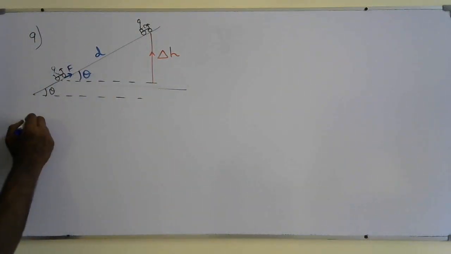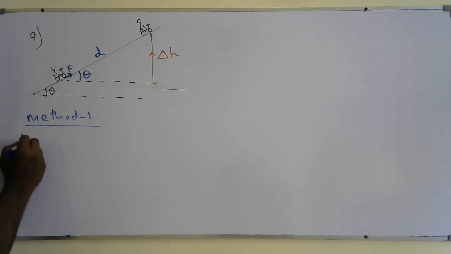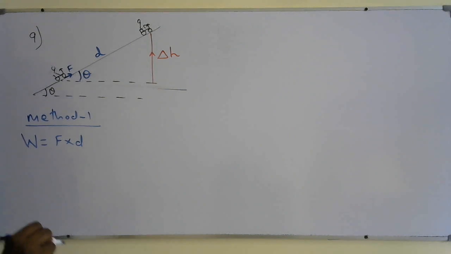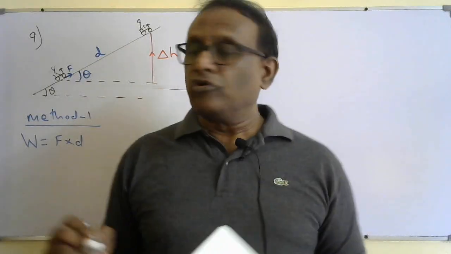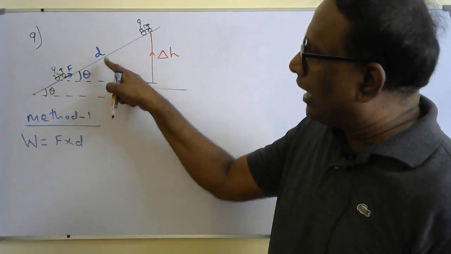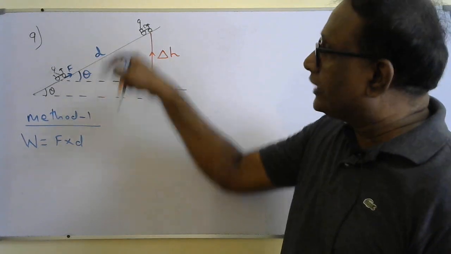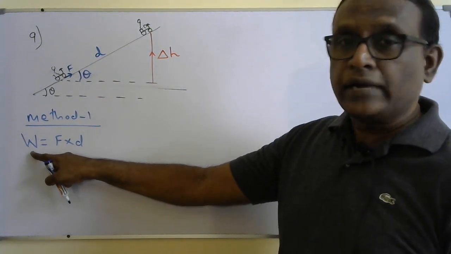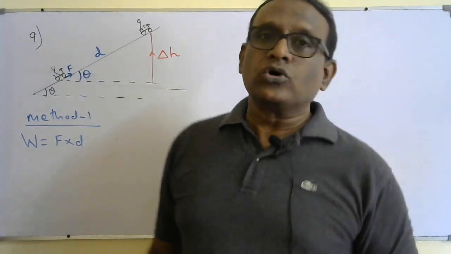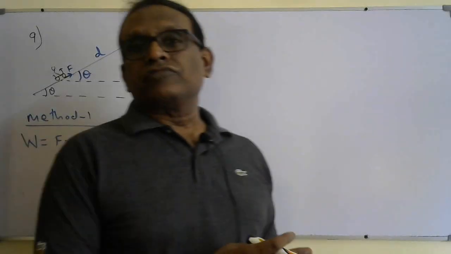So method 1, I can say work done by the cyclist is equal to force times distance moved along the direction of force. The force is applied on the bicycle wheel along the slope upwards. So the distance moved along the slope, I took it as d. So work done by the cyclist is equal to force times distance moved. d is an unknown, so I need to eliminate the d in terms of the given quantity.